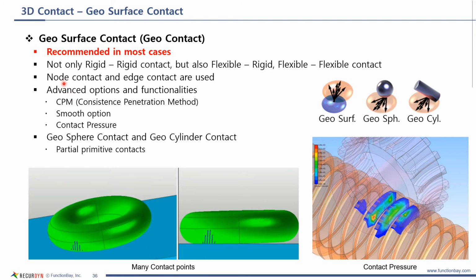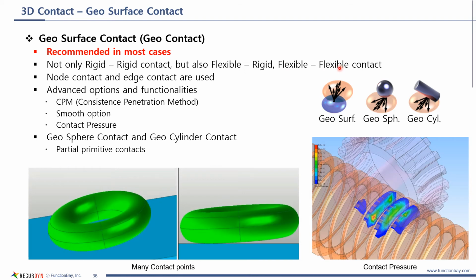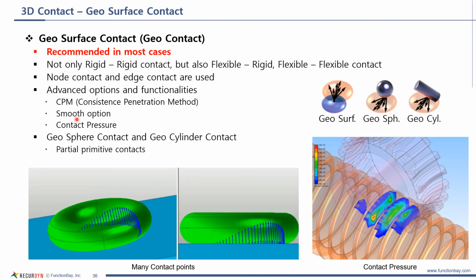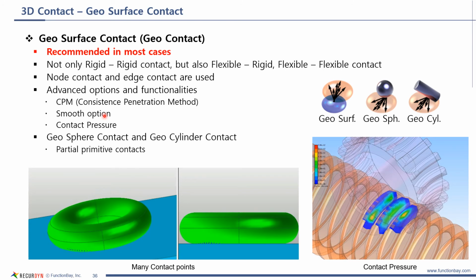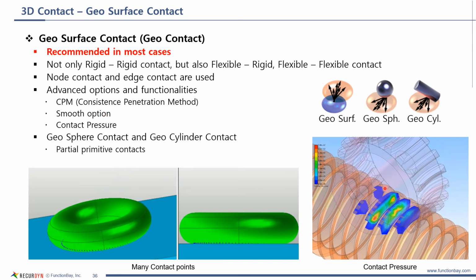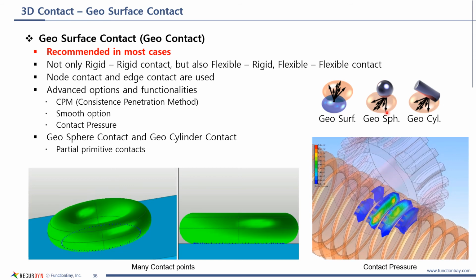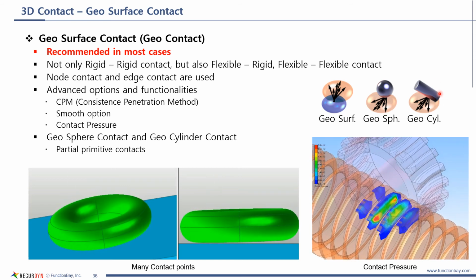Geosurface Contact uses node contact and edge contact. And this contact supports not only rigid-rigid contact, but also flexible-rigid and flexible-flexible contact. Of course, both R-flex and full-flex bodies can use this geosurface contact. Also, this supports several advanced options and functionalities such as CPM, smooth option, and contact pressure. Like this. Please note that geosphere contact and geocylinder contact are partial primitive contacts based on geosurface contact.